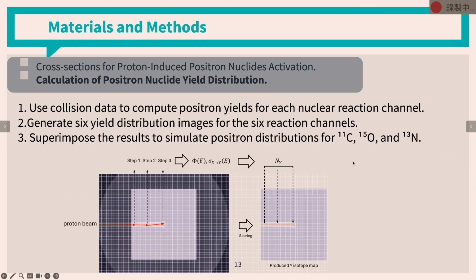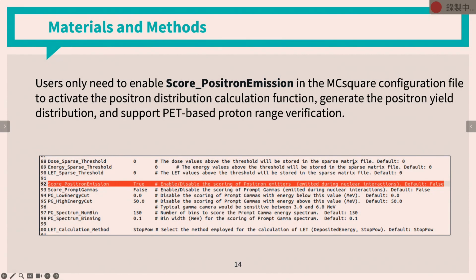And MC² is primarily implemented in the C language, and it supports operation through a command line interface, a graphical user interface, or integration with Python via the function code. Users only need to enable the score positron emission option in the MC² configuration file to activate the positron distribution calculation function and generate the positron yield distribution.